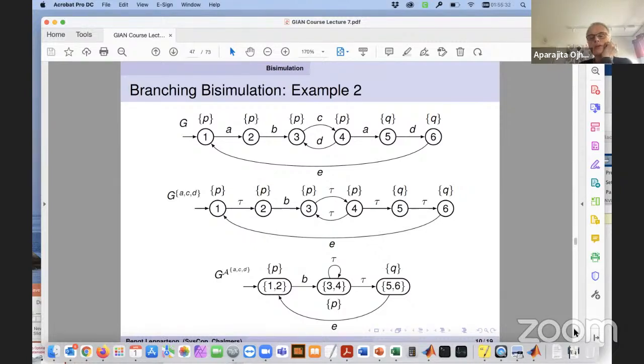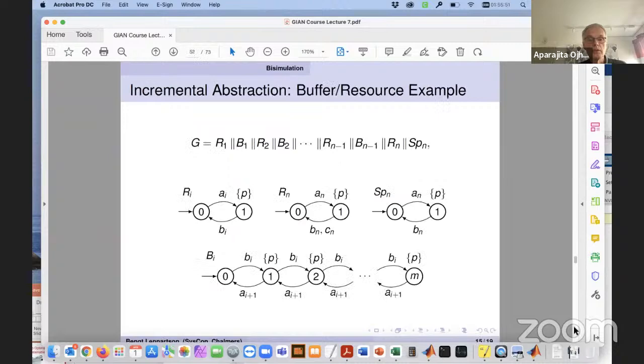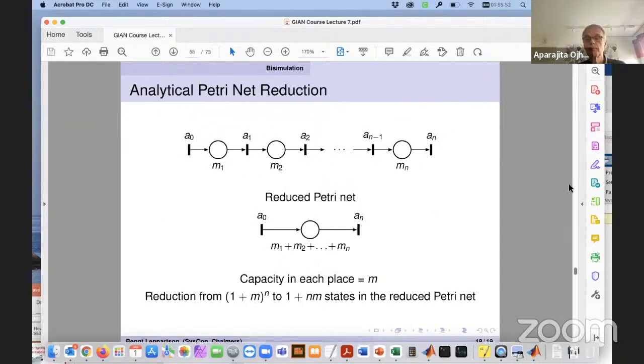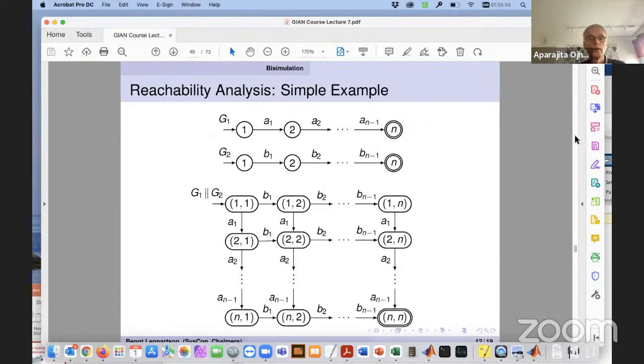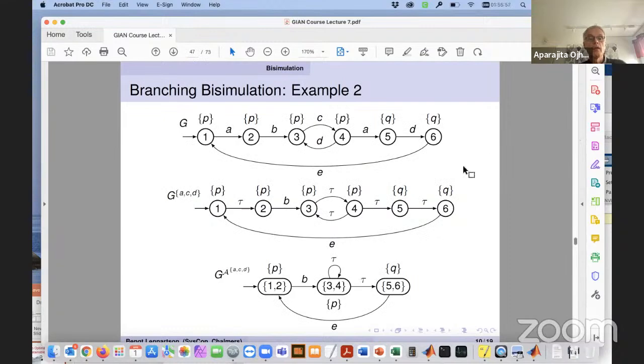Here is another example, and let's see, what time is it? We have not so much more time here, but I will continue at least a little bit more. I try to make this quite quick.